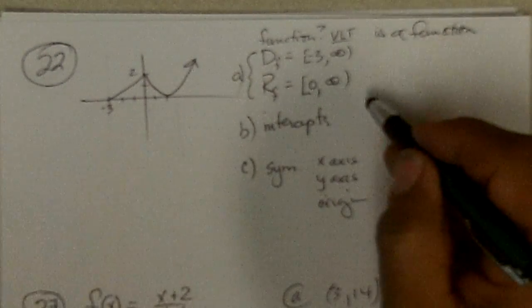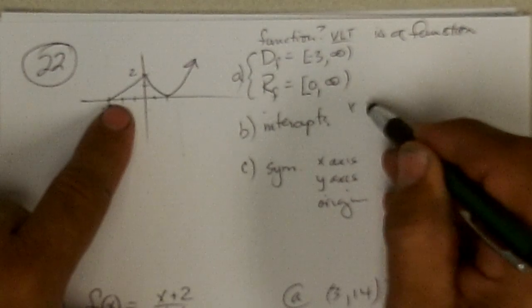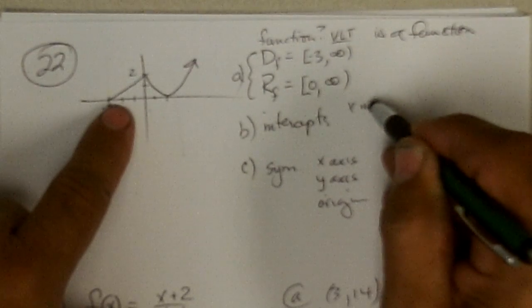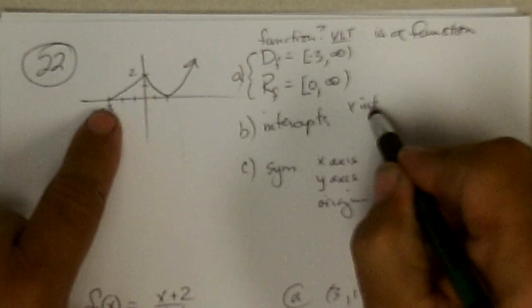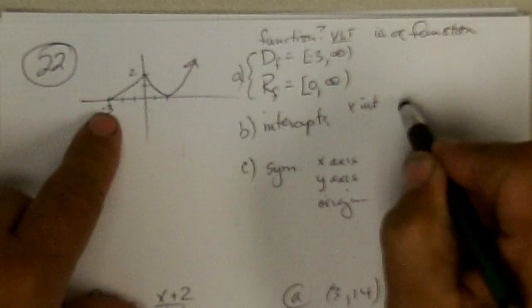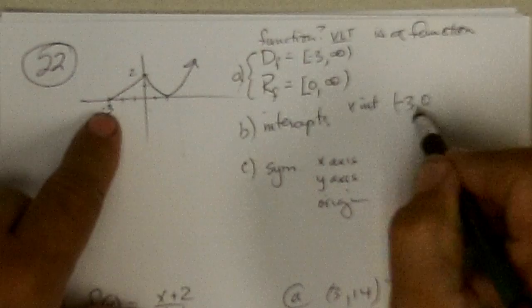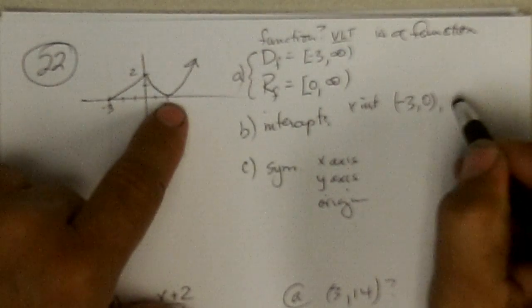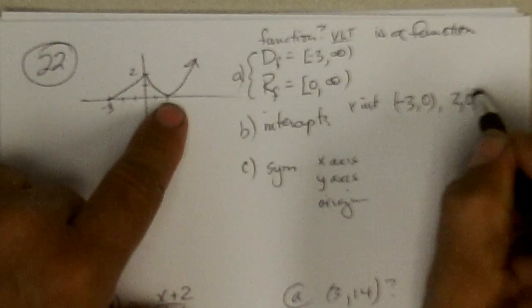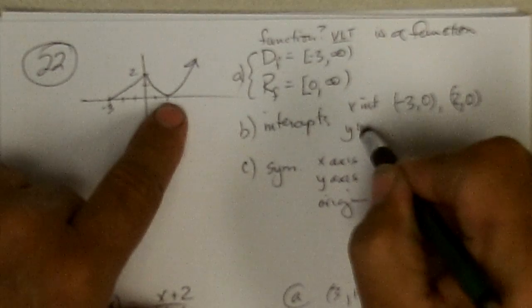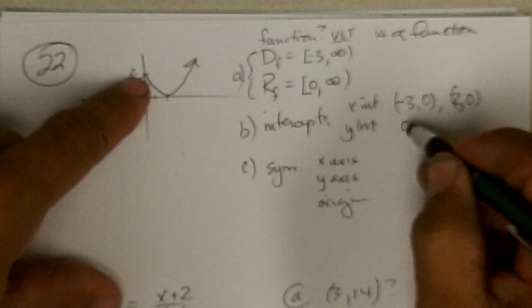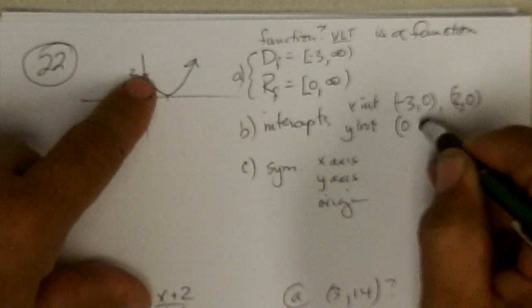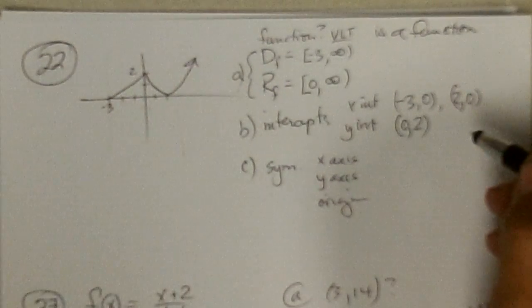Are there intercepts? Well, there's x-intercepts. Those are when y equals 0. And that's at -3, we get y equals 0. And at 2, we get y equals 0. Y-intercepts, that would be when x is 0 and it's at 2 on the y. That's the only time.